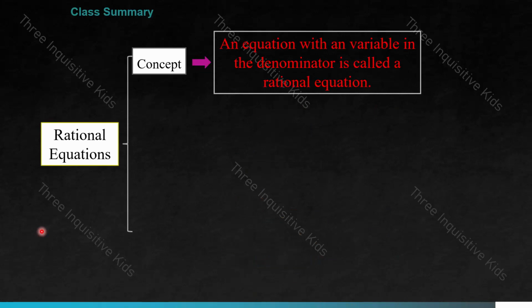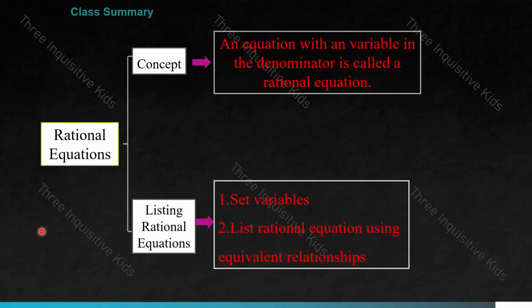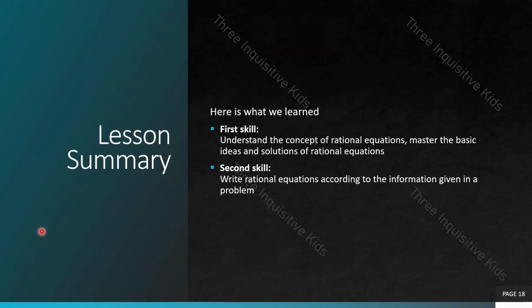The concept is an equation with a variable in the denominator, and that is called a rational equation. And here are the steps of listing rational equations for word problems. We first set the variables, and then we use equivalent relationships found in the problem to list the rational equations. Today we understood the concept of rational equations and we mastered the basic ideas and solutions of rational equations. We also wrote rational equations according to the information given in the problem.